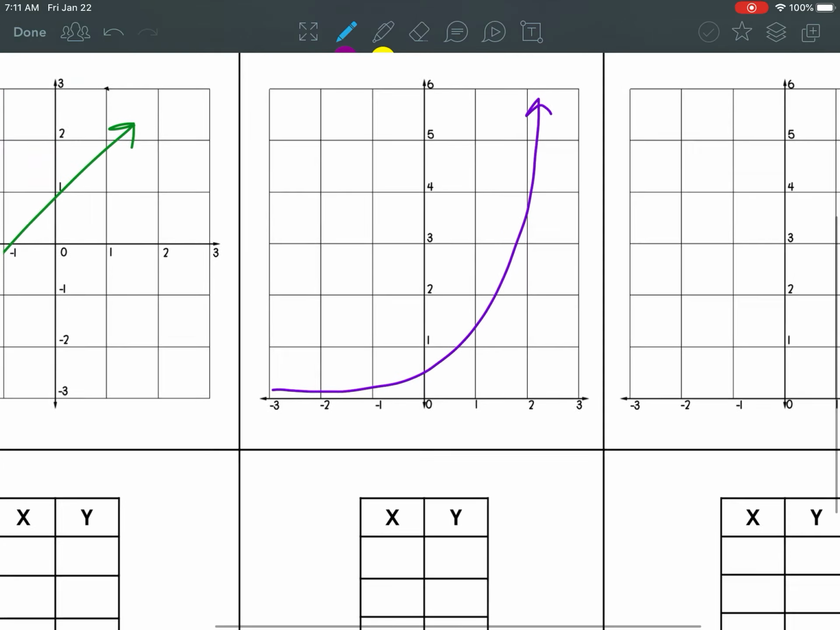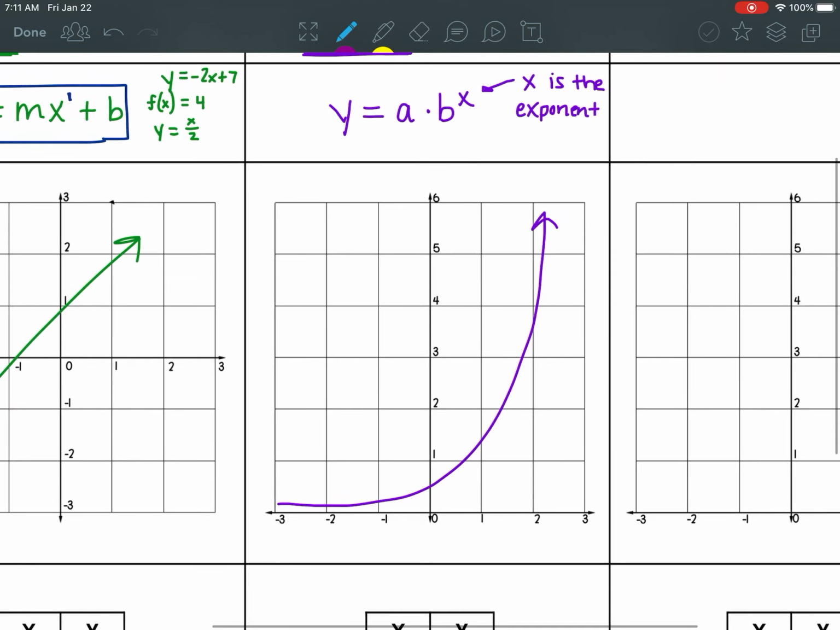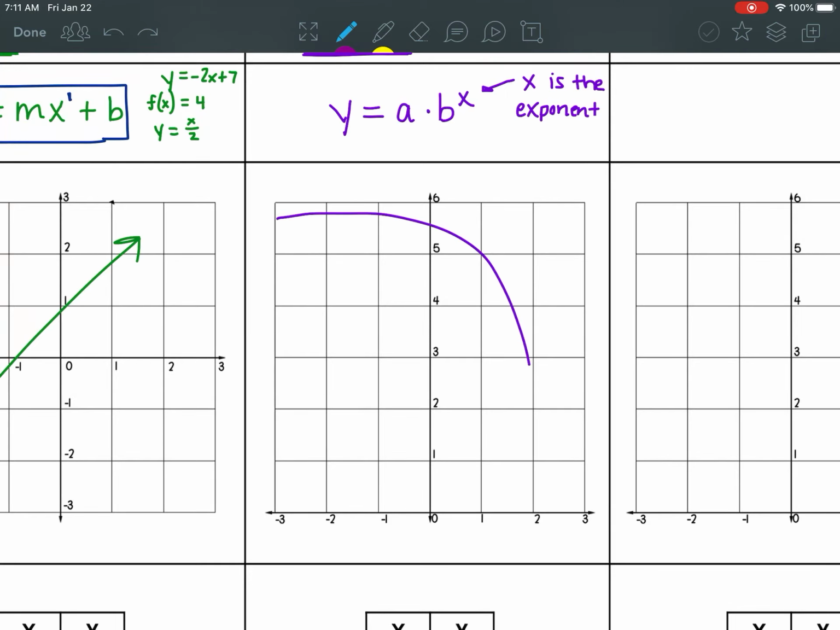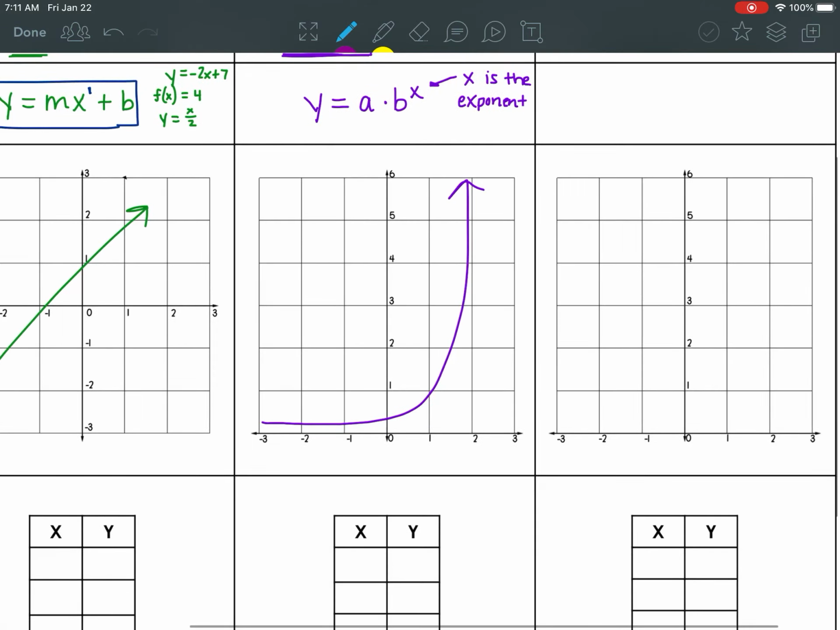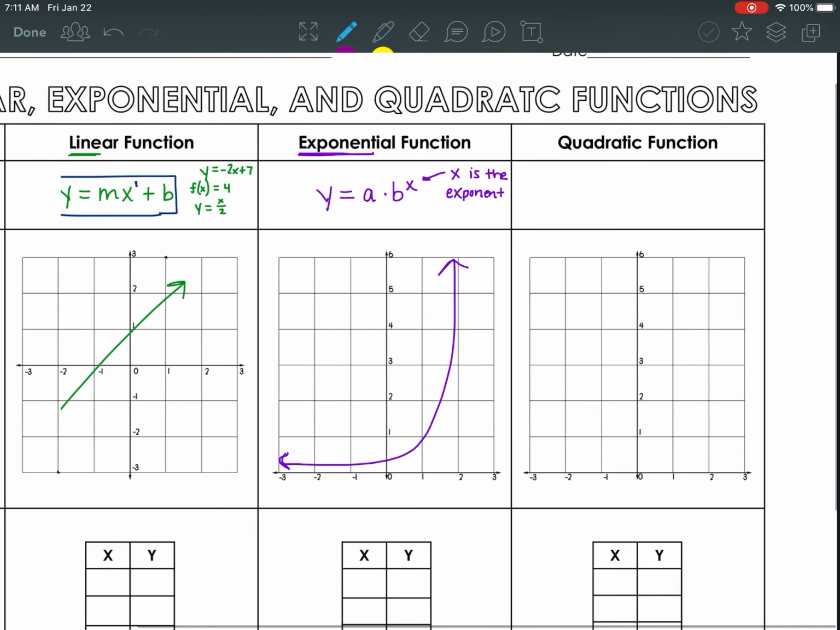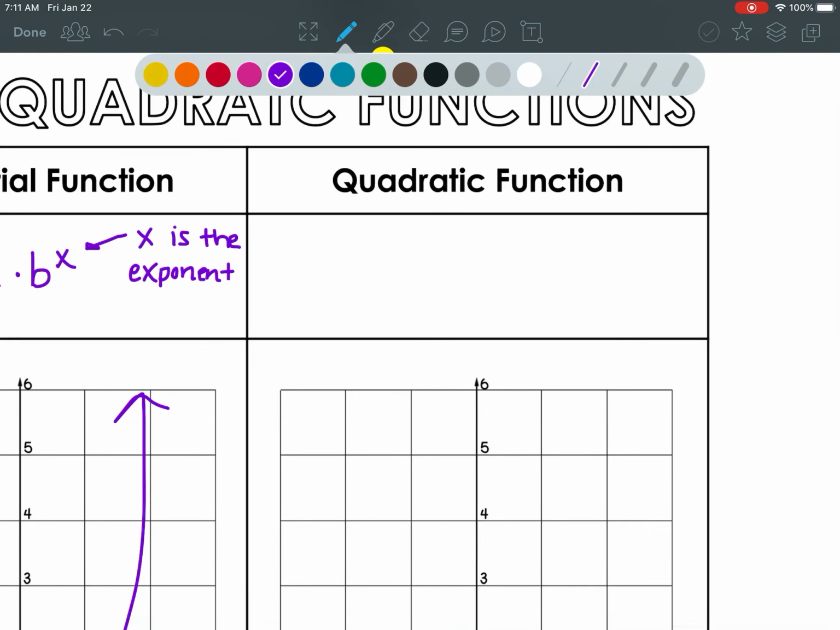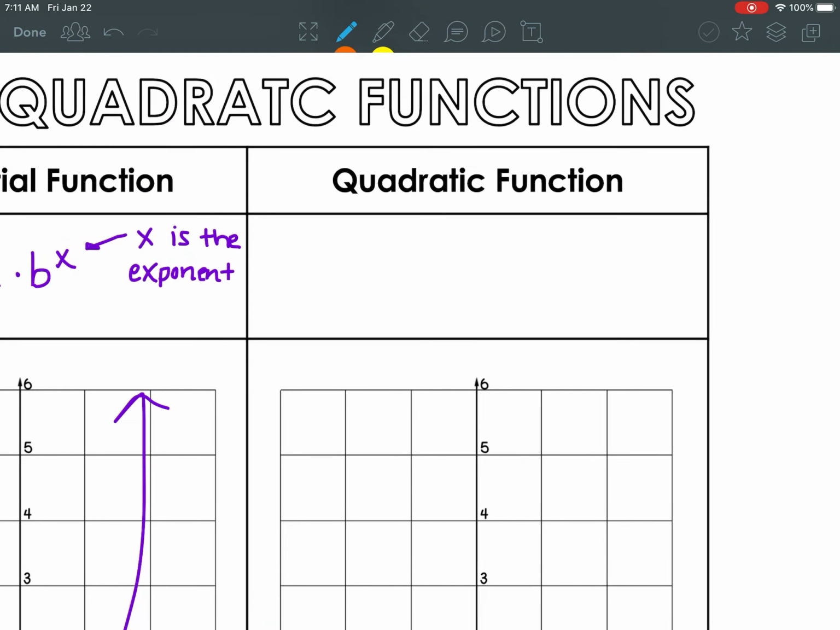So oftentimes we may see it something like this. That would be exponential growth. We may also see it going the other way. So something, and we'd see it maybe below that x-axis, but something like this. So exponential has a curve to it. Sometimes it looks like it levels out and then it takes a big increase or decrease. So there's an exponential function on the graph.